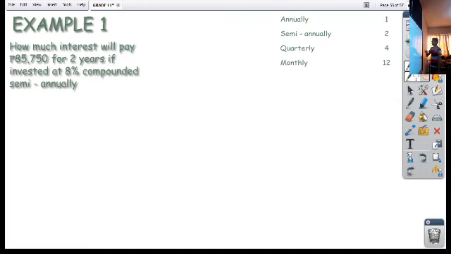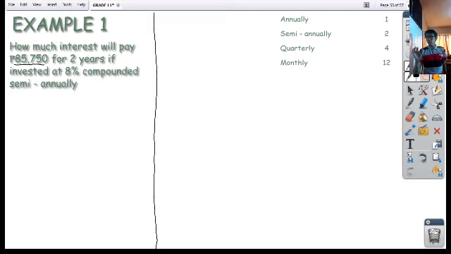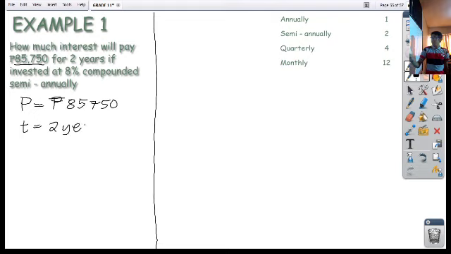So let's start, no? So sa example number 1: how much interest will 85,750 pesos pay for 2 years if invested at 8% compounded semi-annually? So let us analyze the problem now. As you can see, we have 85,750 pesos, which is the principal amount, no? So the principal amount is 85,750 pesos. And then the time is 2 years. And then invested at 8%.